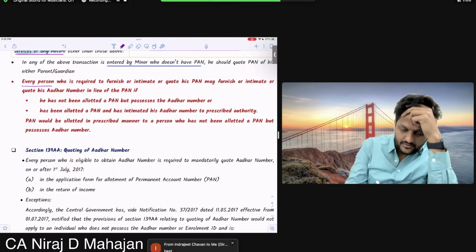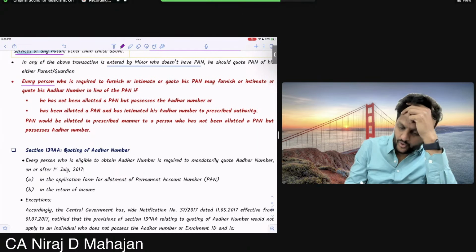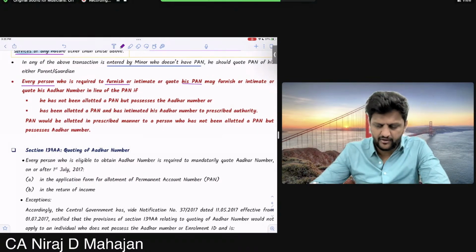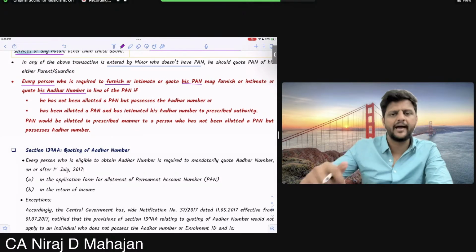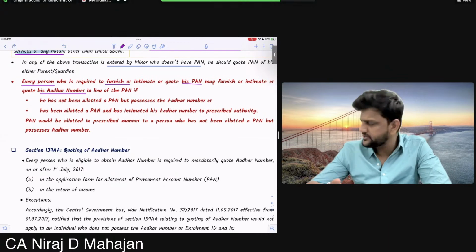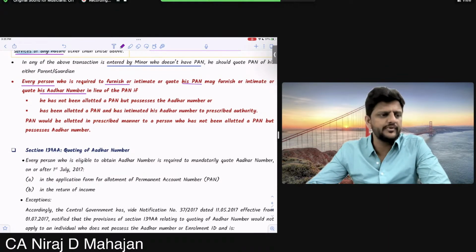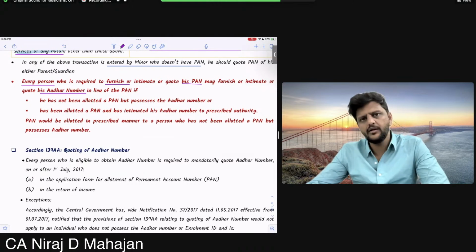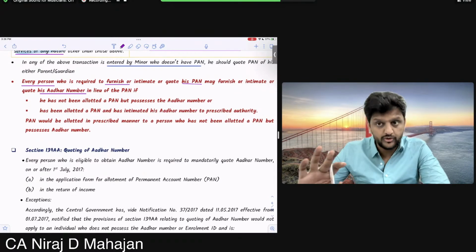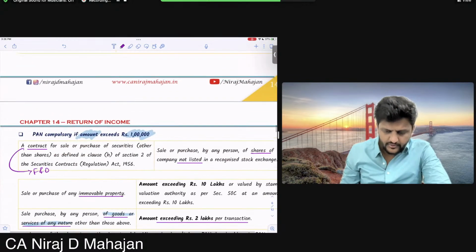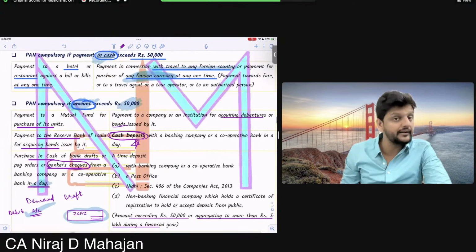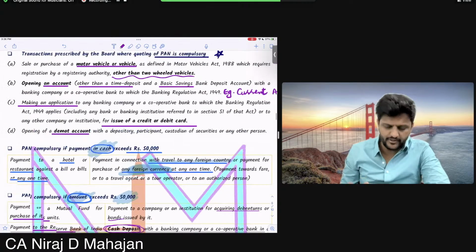Every person who is required to furnish or intimate or quote PAN, meaning PAN is required in the transaction, may furnish or intimate or quote his Aadhaar in lieu of PAN. Means what, children? In lieu of means instead of. Means instead of submitting PAN, you can submit Aadhaar, which is also sufficient in all these transactions. Here they were asking for PAN, so instead of PAN, if you submit Aadhaar, it is also okay.